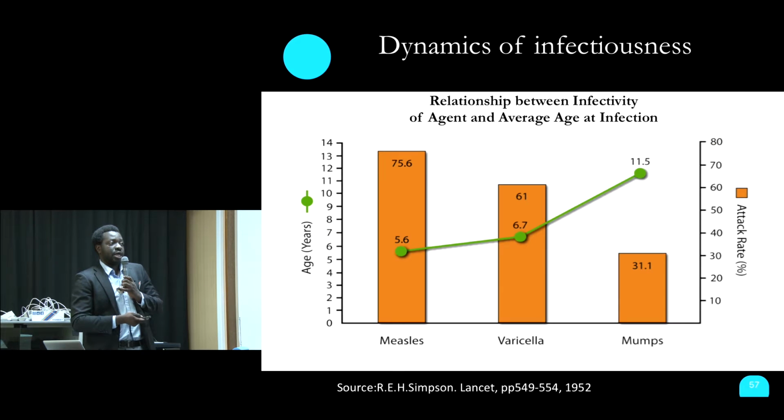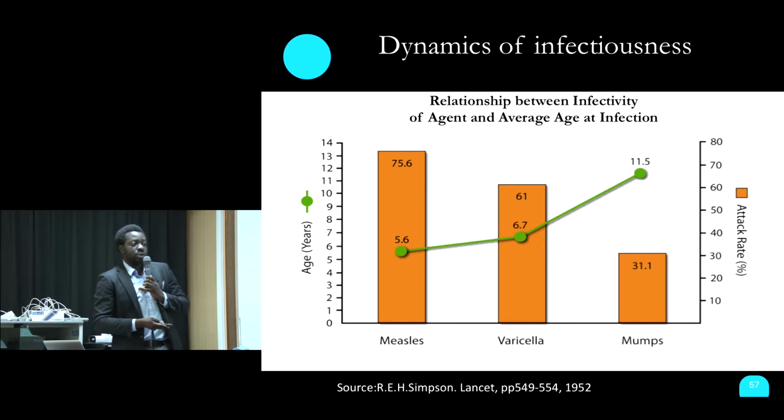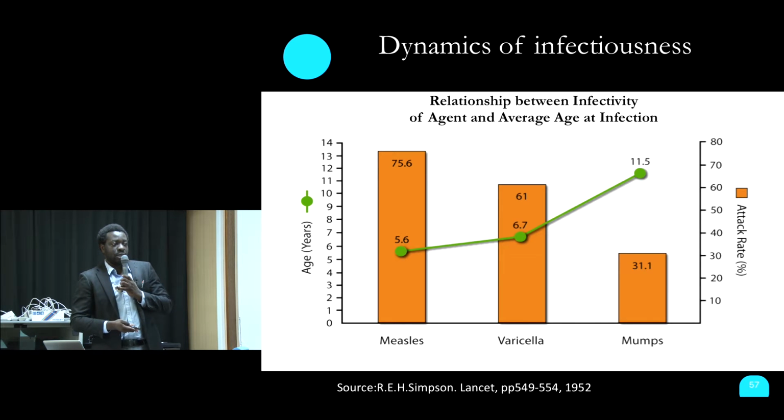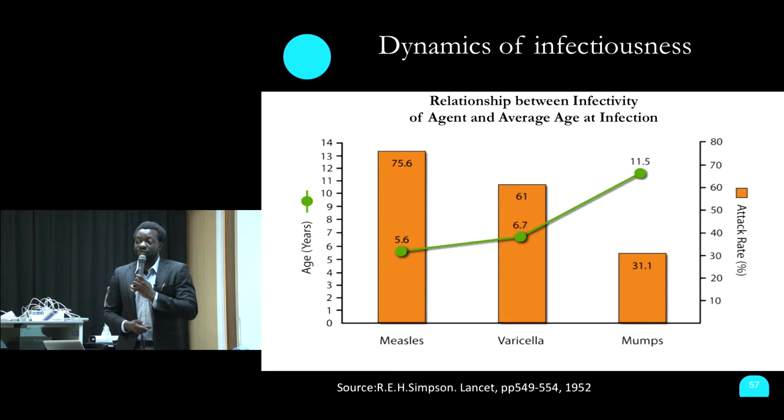I have a graph for you here showing 3 infectious diseases that can induce immunity. We have measles, varicella, and mumps. So what do you see here? You see that people with measles get infected much earlier, when they are 5.6 years old. With varicella, it's 6.7. With mumps, they get infected when they are 11 or around 12.